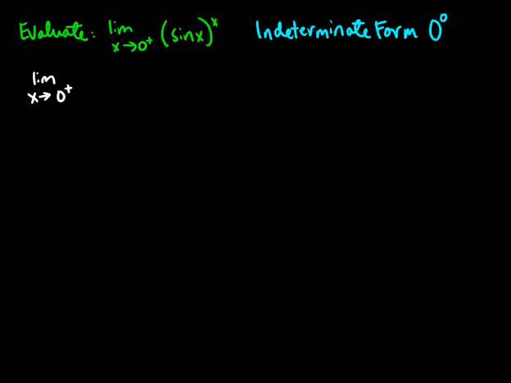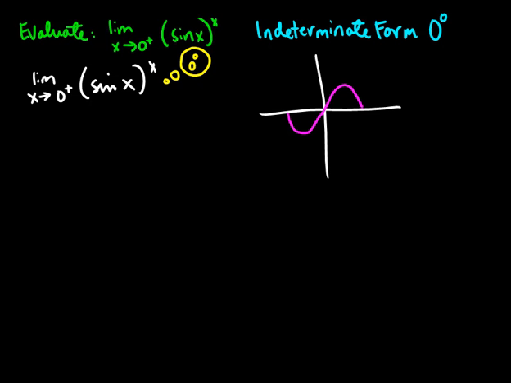So we have the limit as x approaches 0 from the right of sine x to the x power. And you recall that as x approaches 0 from the right, sine of x, which looks something like this, will also approach 0. And since the exponent is approaching 0 also, we're going to have a form of 0 to the 0 power, which is an indeterminate form, but it's not one of the forms that we can deal with directly.